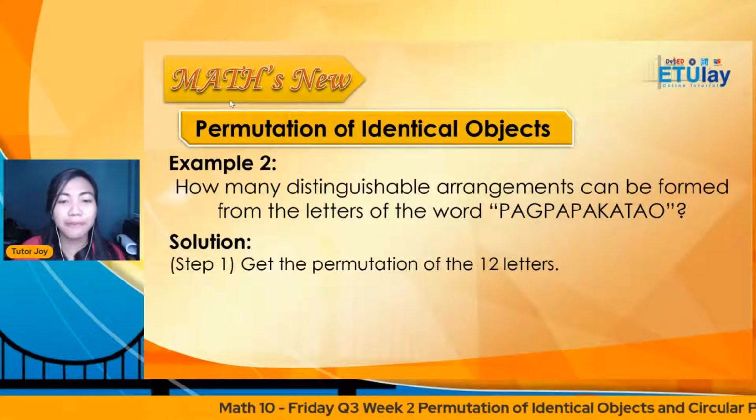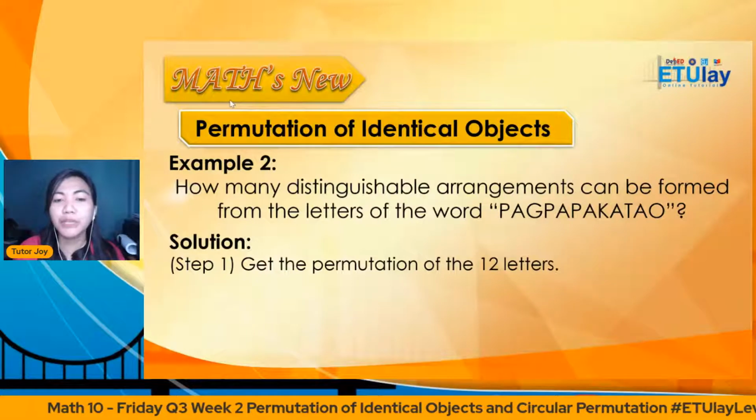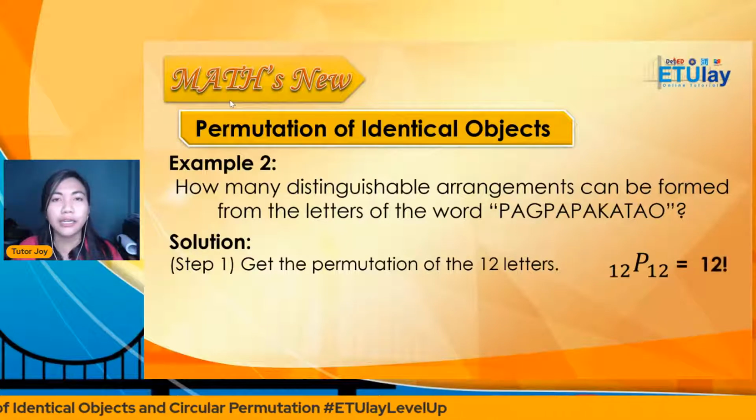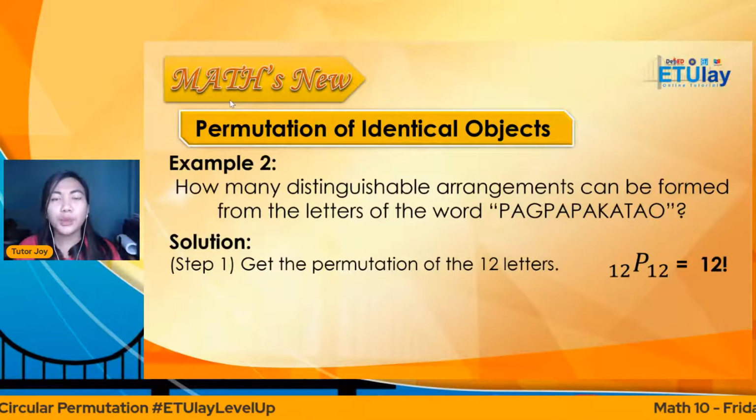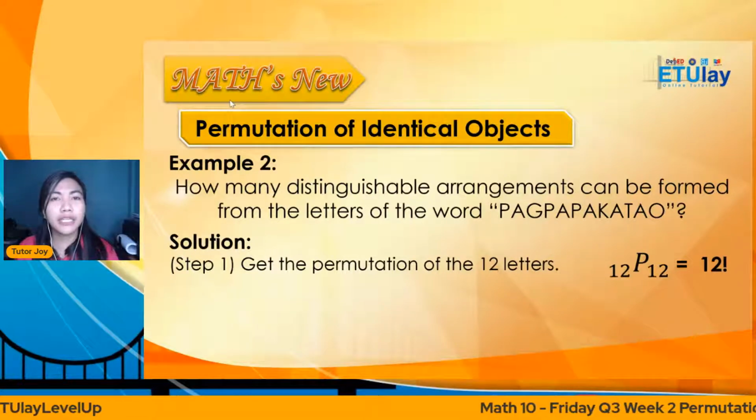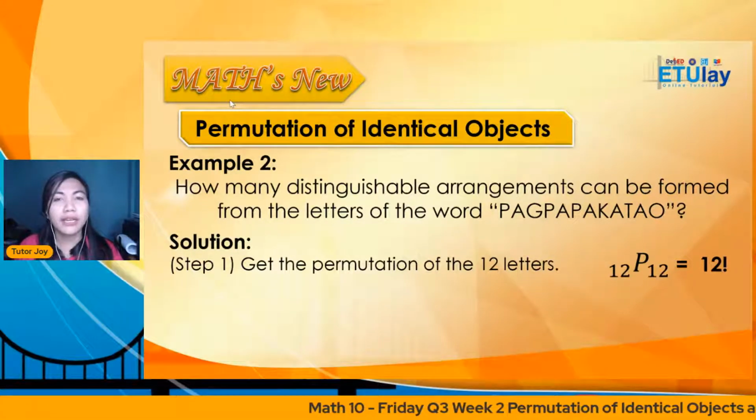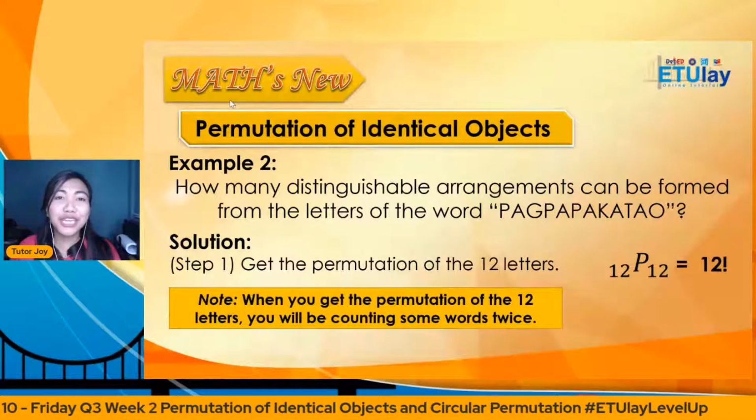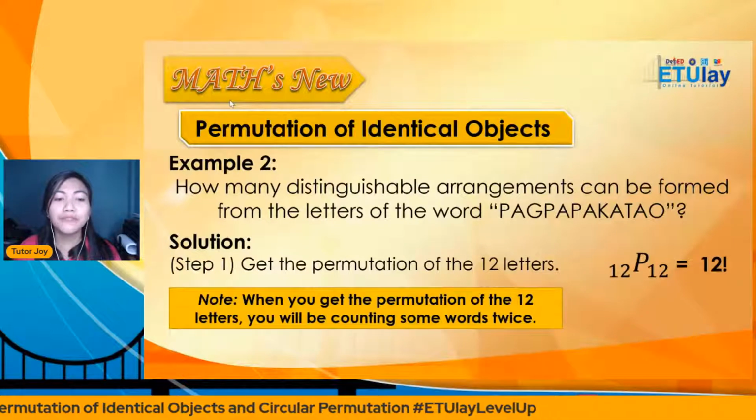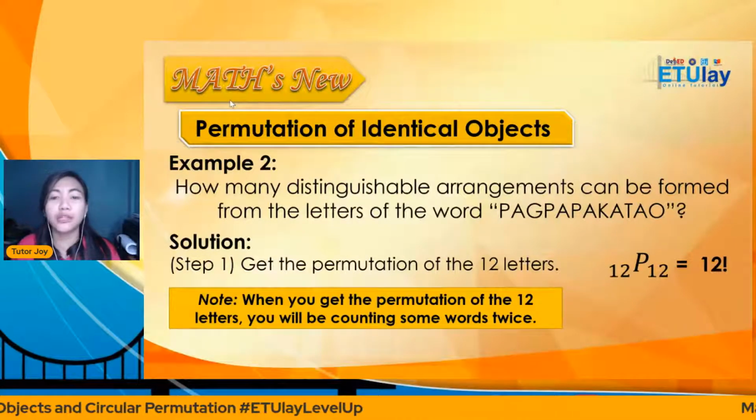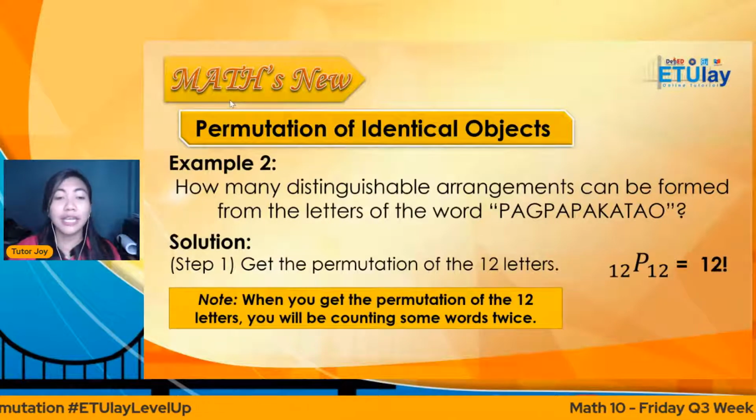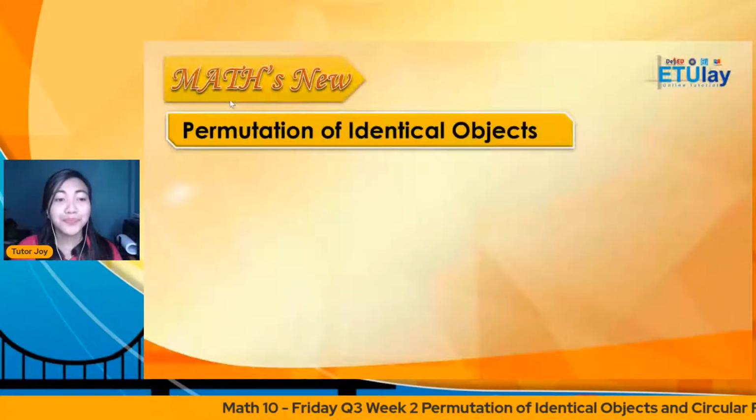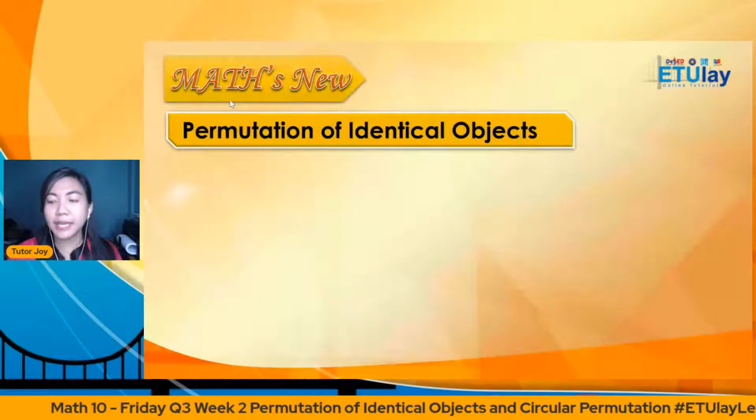Correct, meron tayong 5. So, for first step, we get the permutation of the 12 letters, and that is 12P12, or simply 12 factorial. Ano nga ang 12 factorial? It's 12 times 11 times 10 times 9 hanggang makarating sa times 1. Pero kapag kinuha natin yung 12 factorial lang, we have to take note again that we get the permutation of these letters, pero meron tayong mauulit na words. And then again, to avoid that mistake to happen, what we need to do is to have this second step.